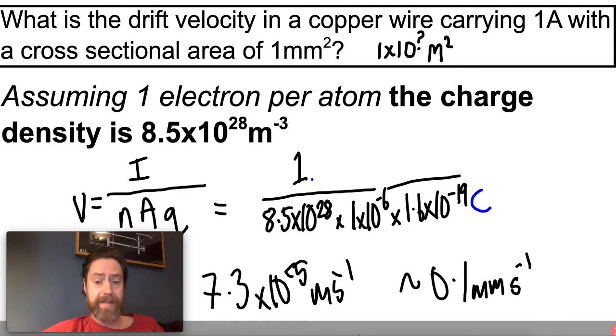It's remarkably slow. Next time, we'll look at how we can use this equation to understand various problems.